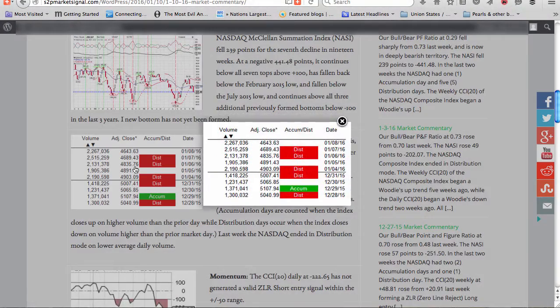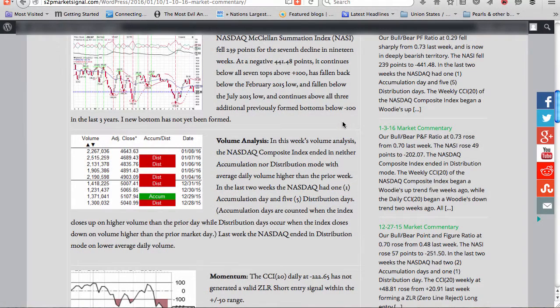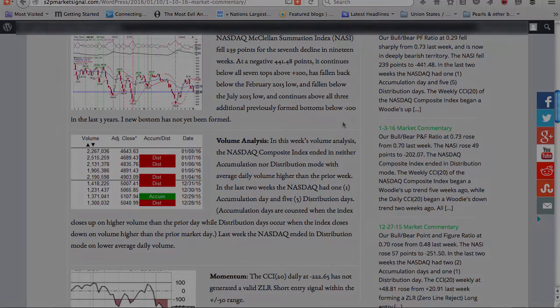Volume analysis. In this week's volume analysis, the NASDAQ Composite Index ended in neither accumulation nor distribution mode, with average daily volume higher than the prior week. In the last 2 weeks, the NASDAQ had one accumulation day and five distribution days. Accumulation days are counted when the index closes up on higher volume than the prior market day, while distribution days occur when the index closes down on volume higher than the prior market day. Last week, the NASDAQ ended in distribution mode on lower average daily volume.